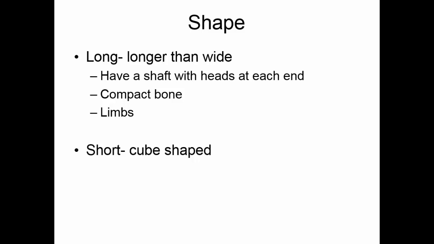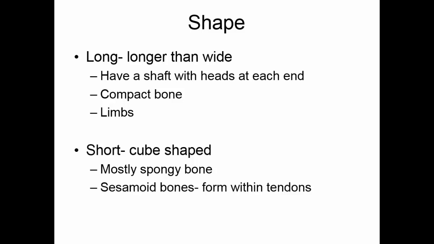Short bones are kind of cube-shaped. These are a spongy bone center with a thin shell of compact bone on the outside. Some of the short bones are sesamoid bones. They are bones that form within tendons, and they form based on the stress that's put on certain joints. One sesamoid bone that everyone has is the patella. Other sesamoid bones will vary from individual to individual. The bones of the wrist and the ankle and the patella are all examples of short bones.